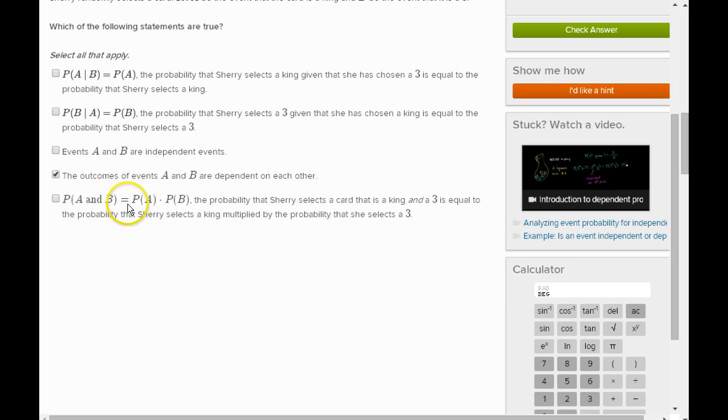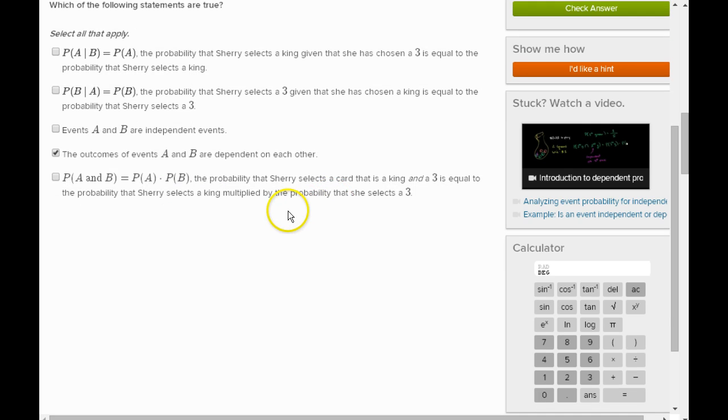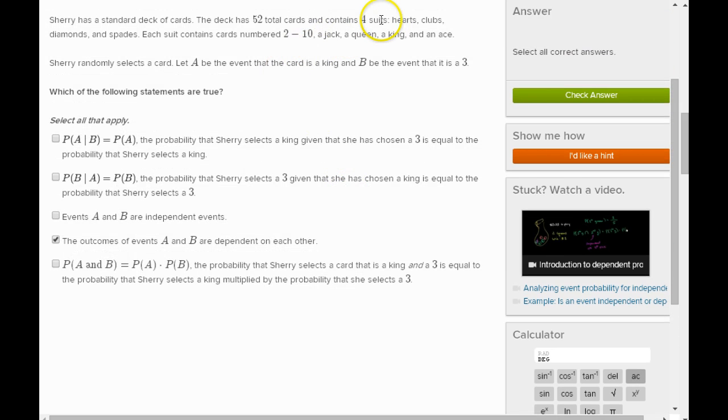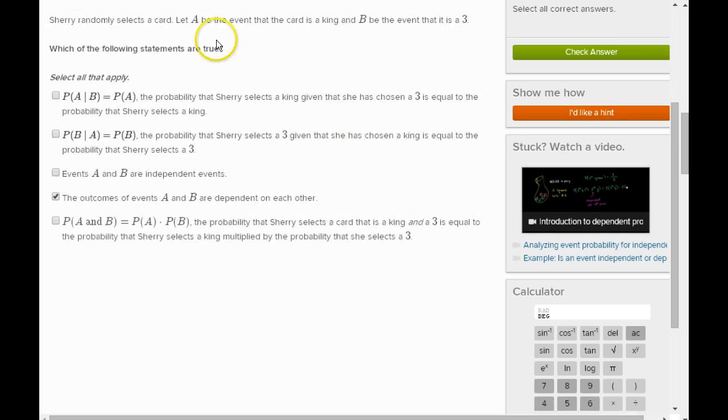The probability of A and B is equal to the probability of A times the probability of B. Let's just go over that real quick, but remember that there are 4 each of these cards, right? So the probability of A was 4 over 52, which is 1 over 13, and the probability of B was 4 over 52, so 1 over 13. So you would do 1 over 13, that's the probability of A, times 1 over 13, that's the probability of B, and that's going to be, I believe, 1 over 169. 169, I think, is the square of 13.